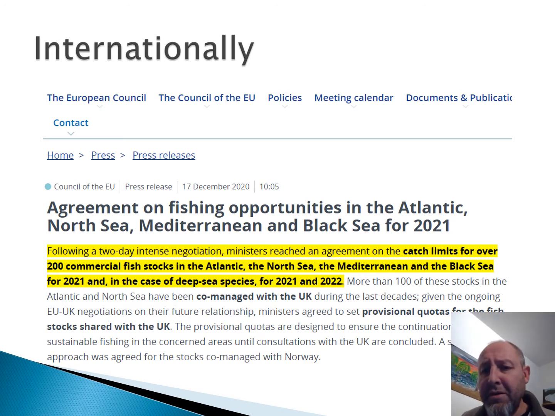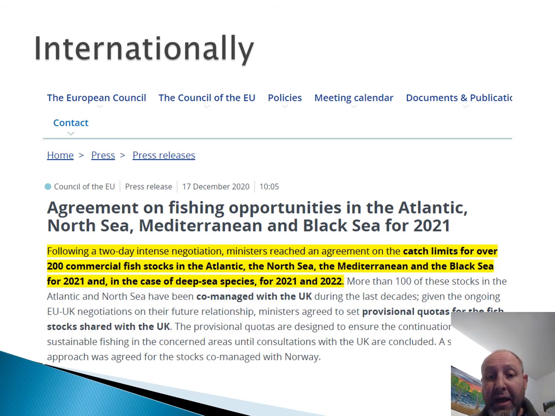Internationally, what are the governments doing internationally? Well, according to this, there's an agreement on fishing opportunities in the Atlantic, North Sea, Mediterranean and Black Sea for 2021. This is the European Council, the Council of the EU. Following a two-day intense negotiation, ministers reached an agreement on the catch limits for over 200 commercial fish stocks in the Atlantic, the North Sea, the Mediterranean and the Black Sea for 2021, and in the case of deep sea species for 2021 and 2022.